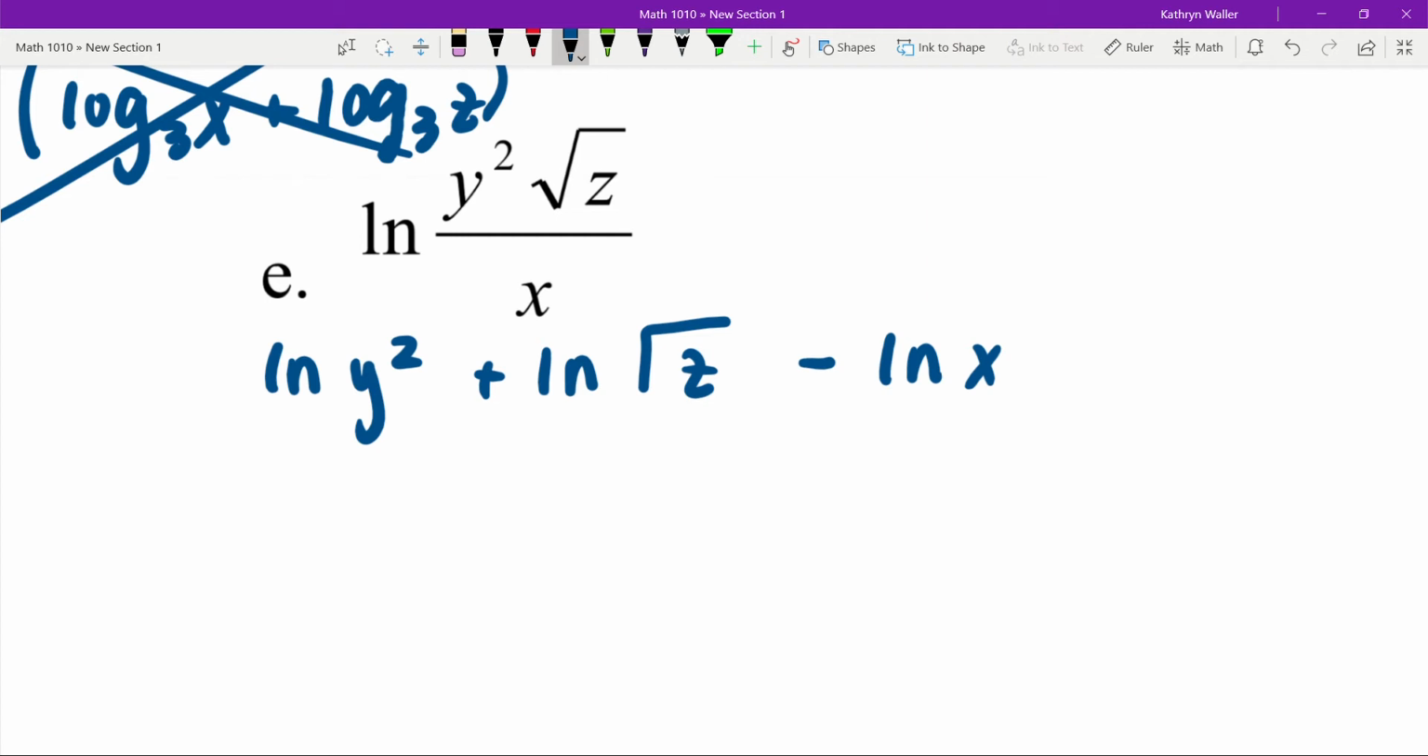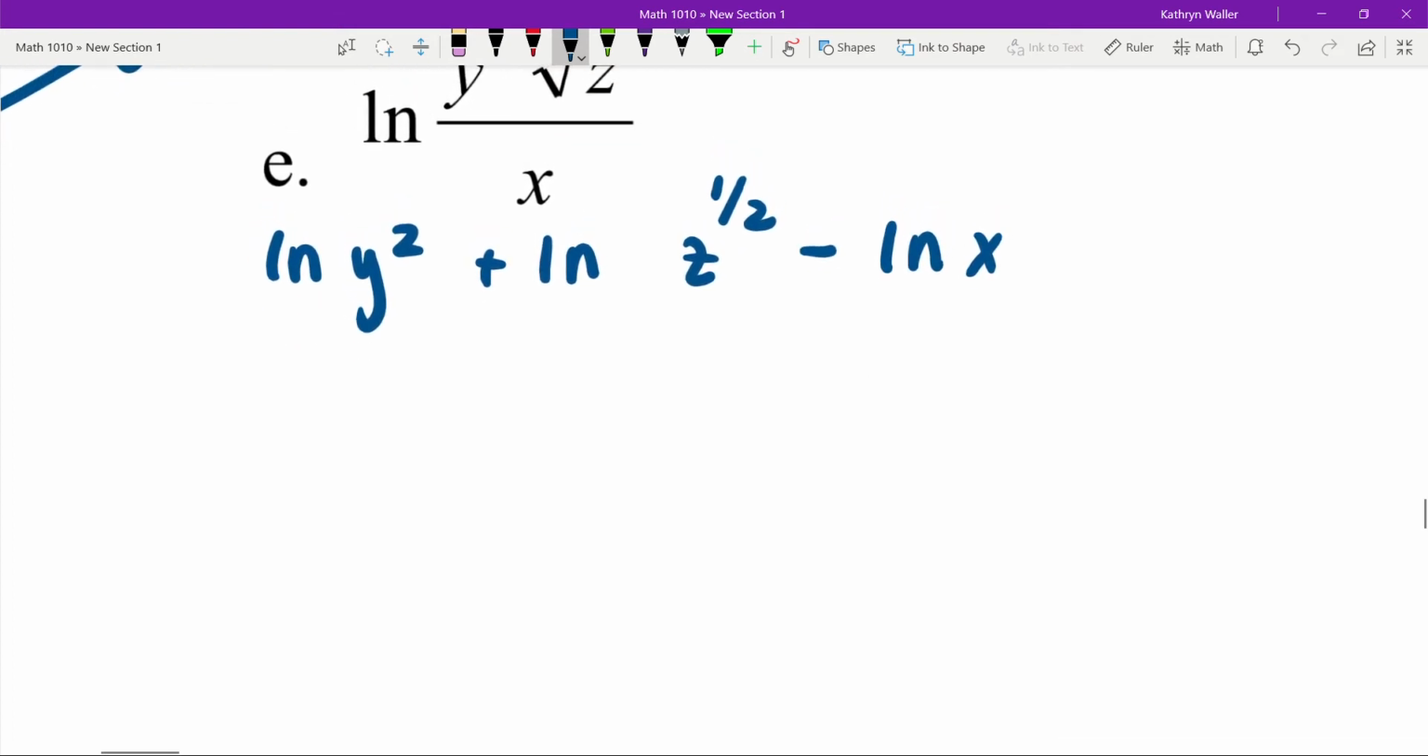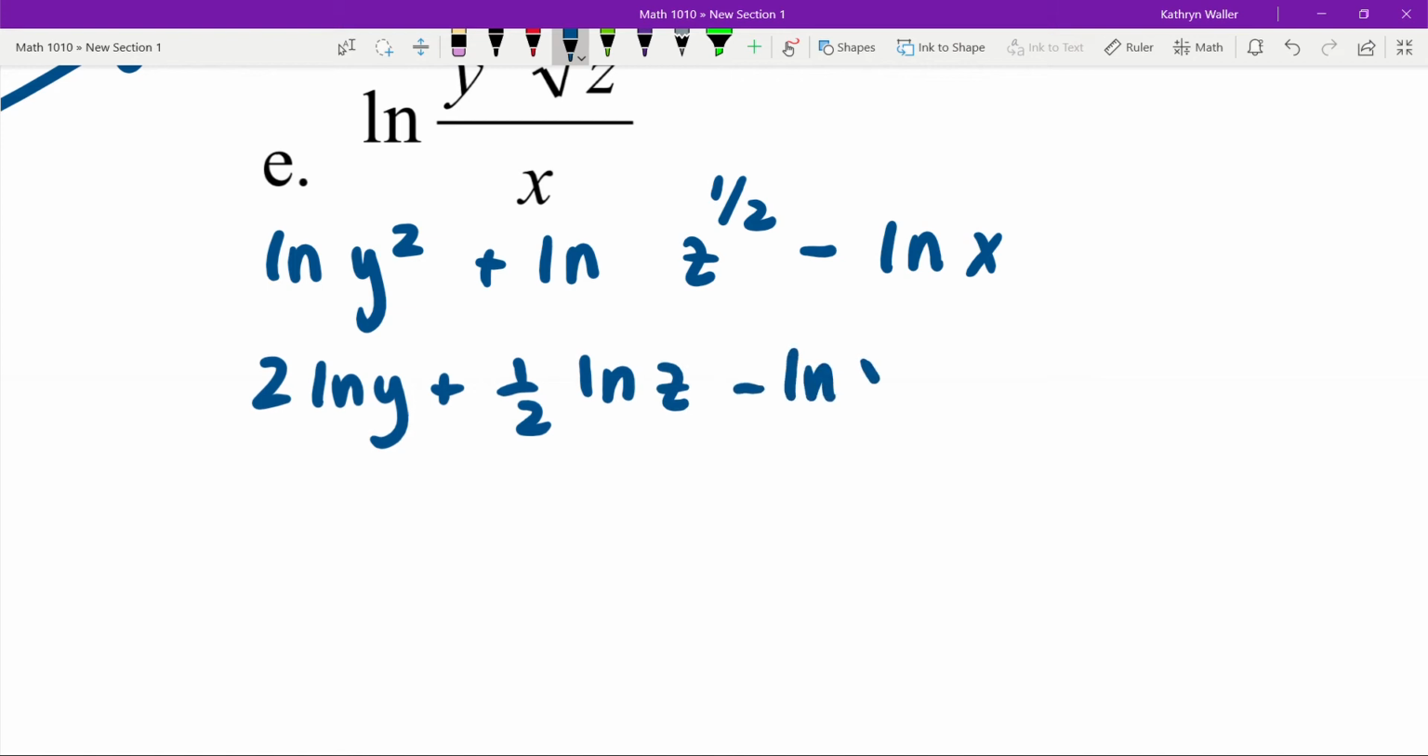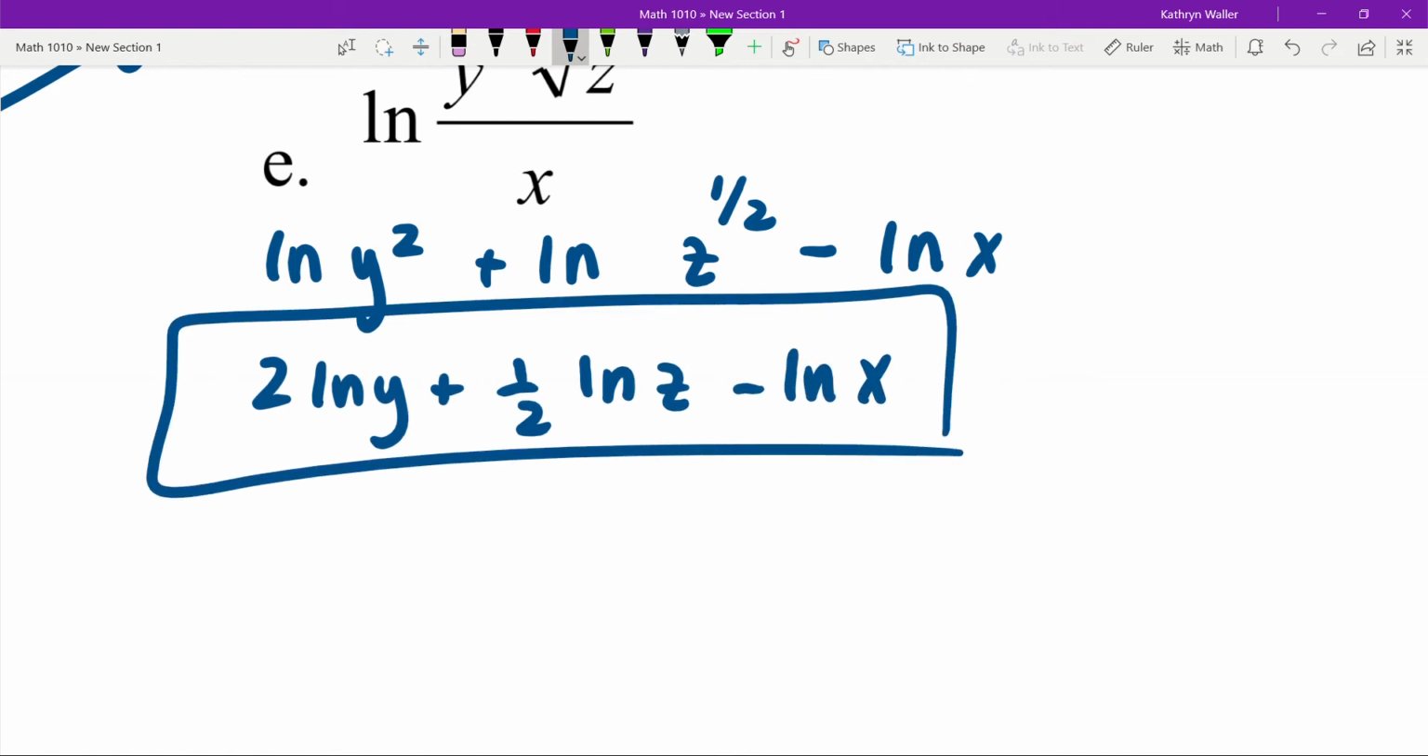Everybody freeze for a second. See that square root of z? I want you to erase it. Because the square root of z is the same thing as z to the, tell me, 1/2. Yeah? Inside exponents of 1, little numbers of 2, 1 over 2. One word that tells me why I'm not done. Exponents. Yep. So it's 2 ln y plus 1/2 ln z minus ln x, and I'm done.